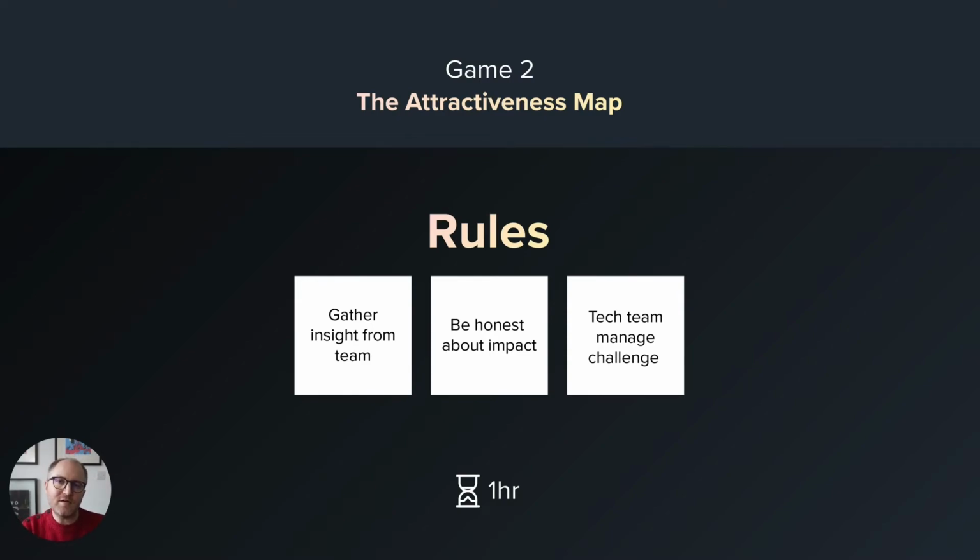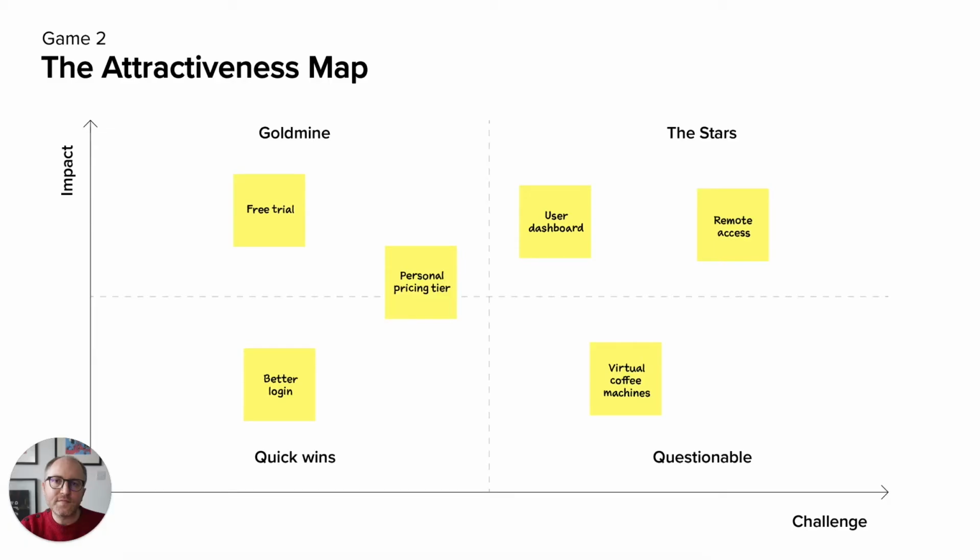Be really honest about the impact. You really need to think, we're creating a product here and we want to be as lean as possible. Is this going to give us the impact we need? The tech team need to manage the challenge, as well as the designers, but really the data team or the person responsible for building this is going to have a really good idea of the magnitude of what's involved in creating this.